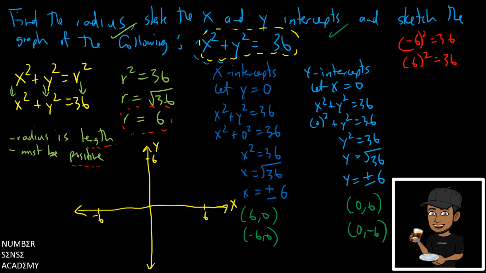So this is -6, -6. So I know that my y-intercept, the first one's there. The second one is here. My first x-intercept is there. My second one is there. So now I just do my best to draw a circle, even though this looks like anything but. And I know that my center is at the origin.